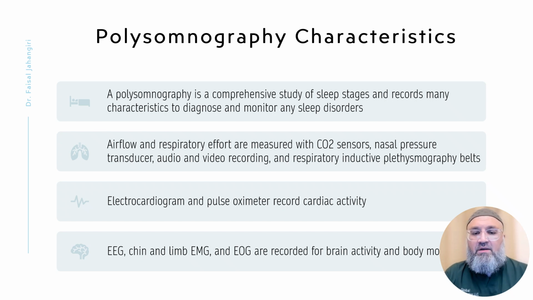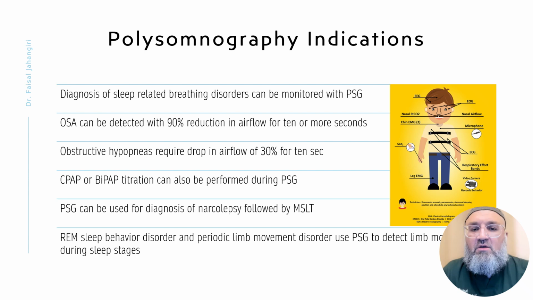A respiratory inductive plethysmography belt is placed around the chest and another around the abdomen. They measure the respiratory effort and abdominal movement during your sleep. Electrocardiogram, ECG or EKG, is also monitored. A pulse oximeter also records the oxygen level. So ECG is monitoring cardiac activity, and pulse ox is monitoring oxygen level. If you have obstructive sleep apnea, you can see how much obstruction to the flow there is, with a decrease in oxygen.